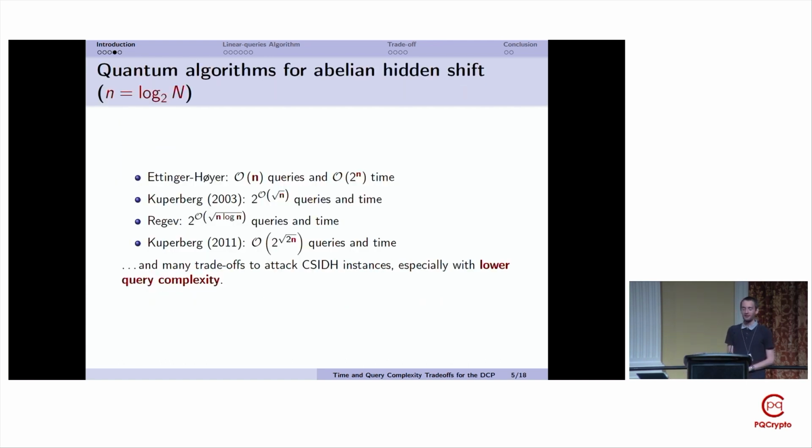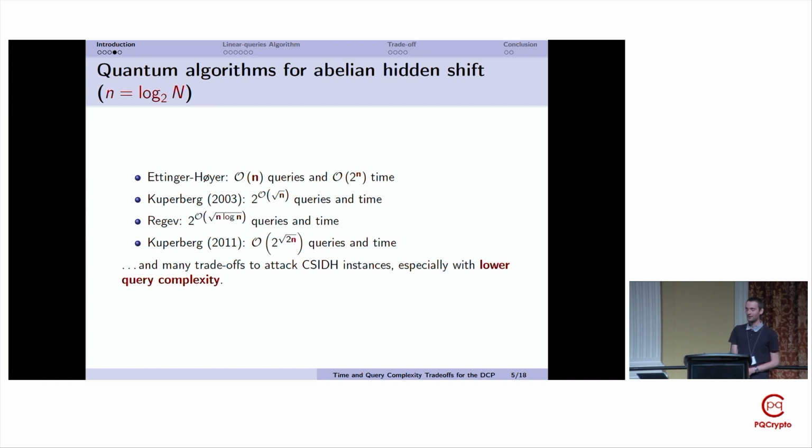There are many algorithms out there to solve the problem, and they're all doing trade-offs. They have many possible trade-offs, actually. So one of them is the Ettinger-Hoyer algorithm, and it has n queries, and due to the n time complexity, a bit large.